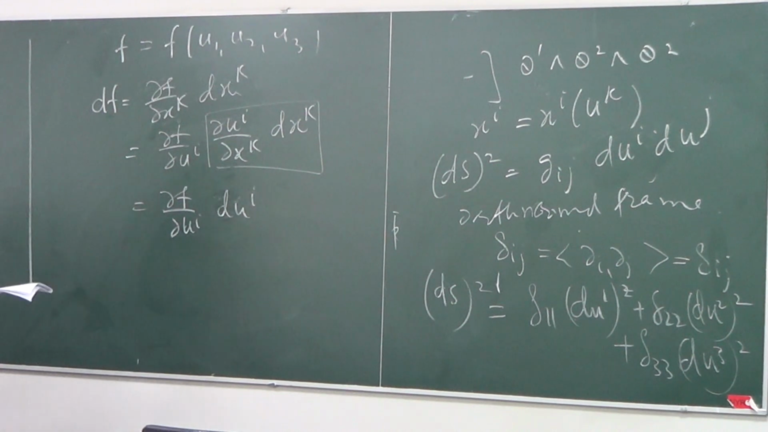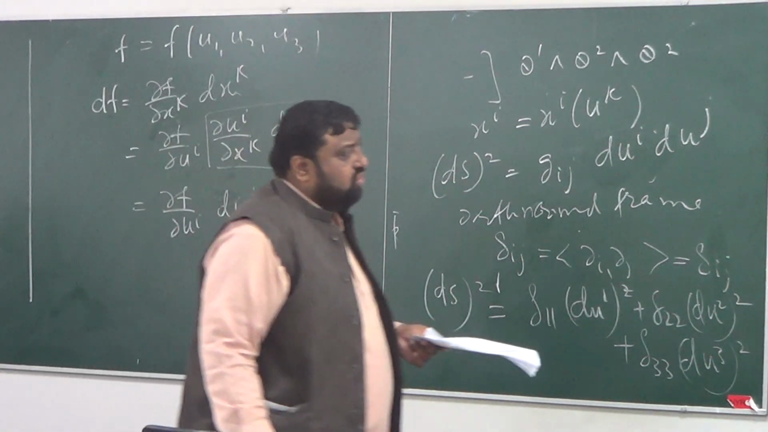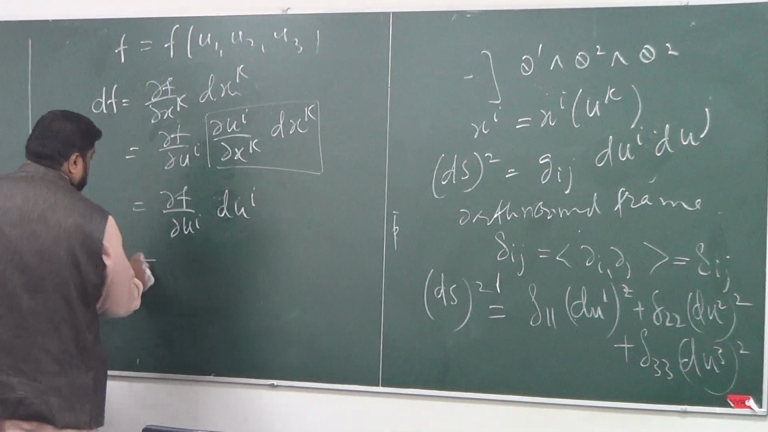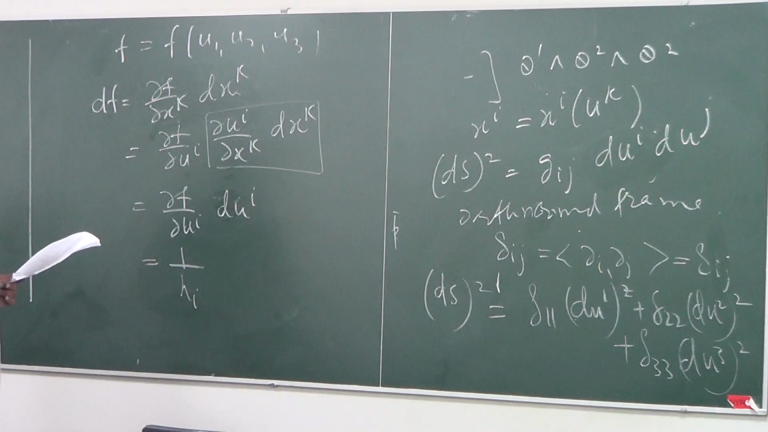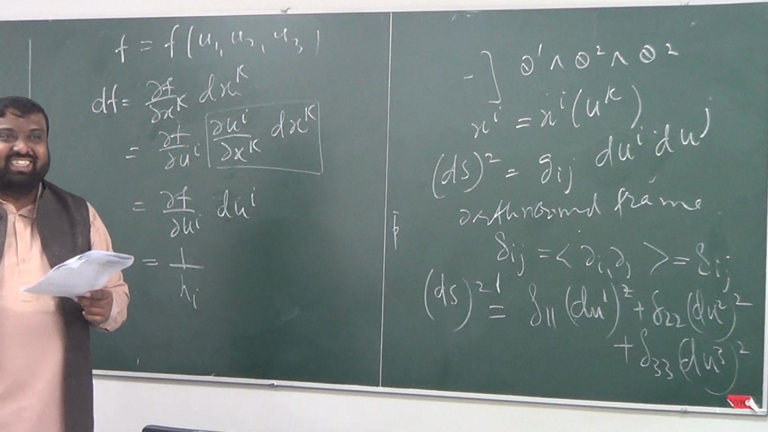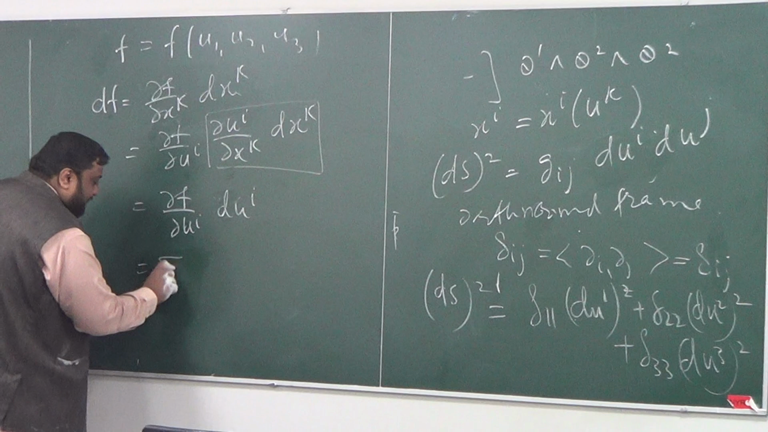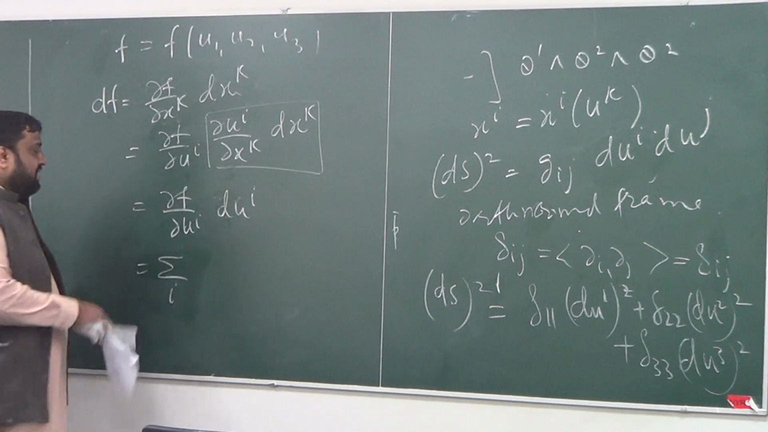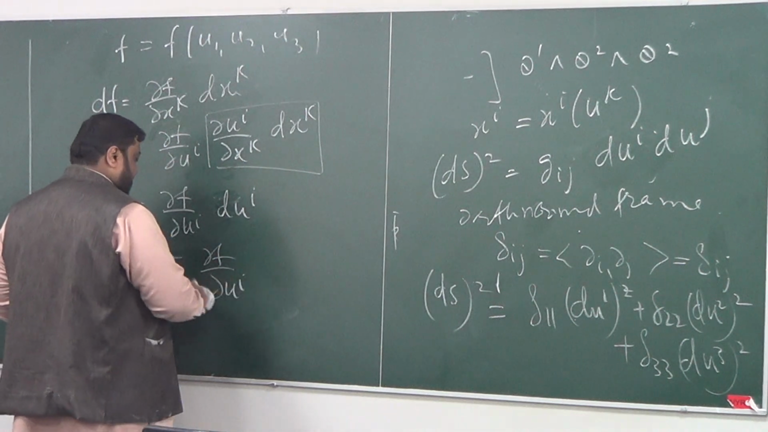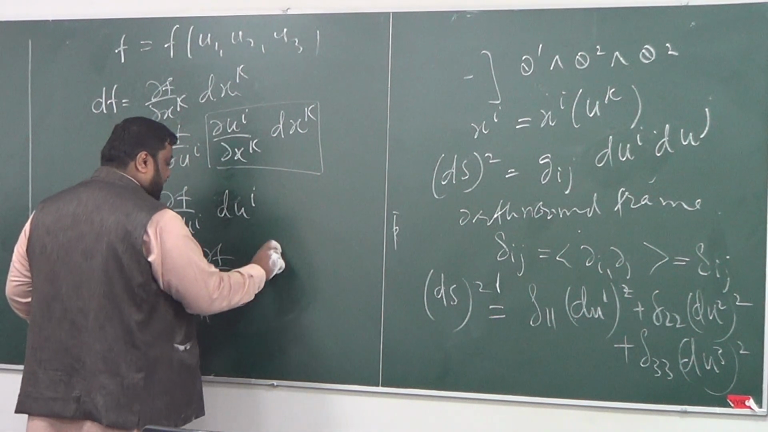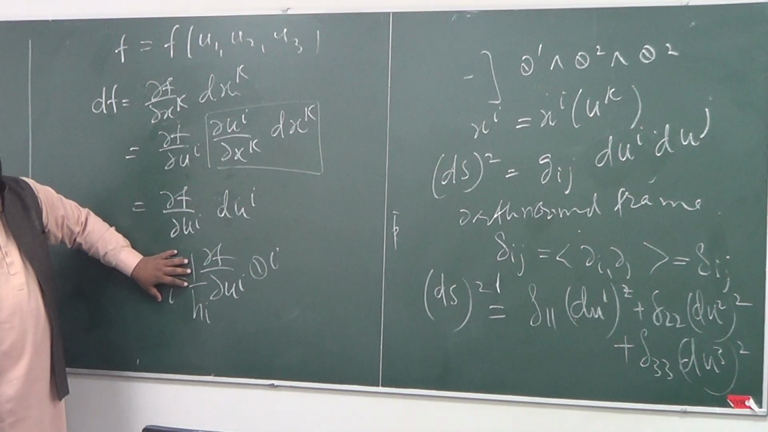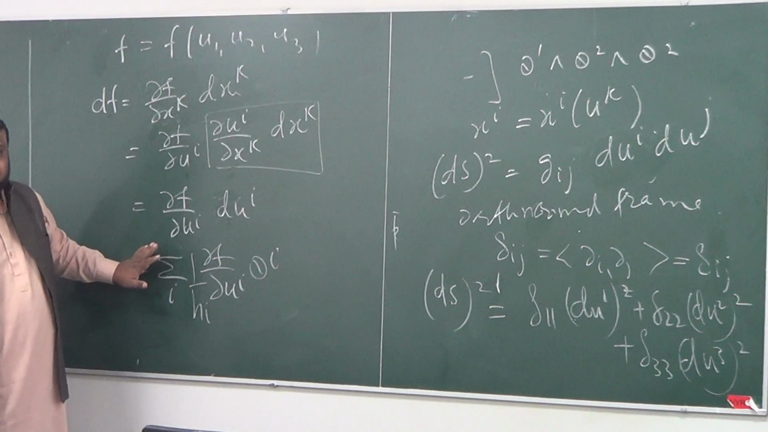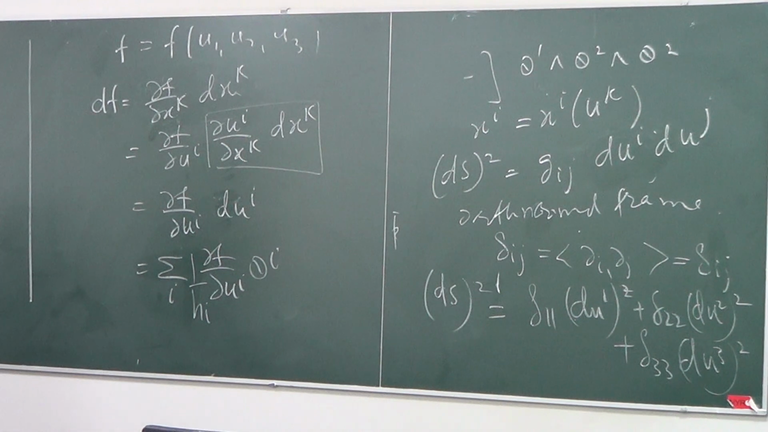Okay, if I want to express this in terms of theta, what do I need to do? 1 over hi theta i. I have to be a bit more careful now because I have to repeat an index 3 times. Then you have to explicitly say that you are summing over i. So dui is going to be 1 over hi theta i, but using Einstein summation convention this doesn't make sense, because the index cannot repeat more than 2 times. So you have to tell explicitly that I am taking a sum over i.